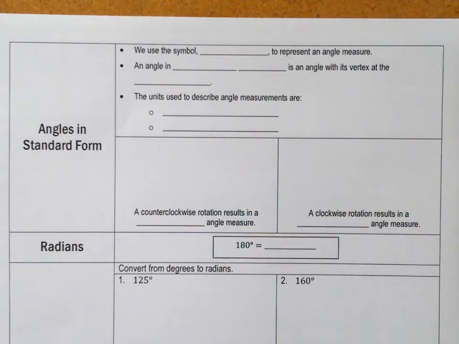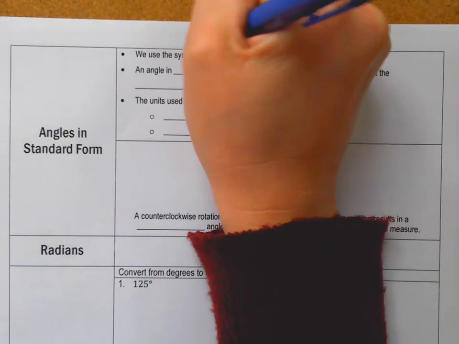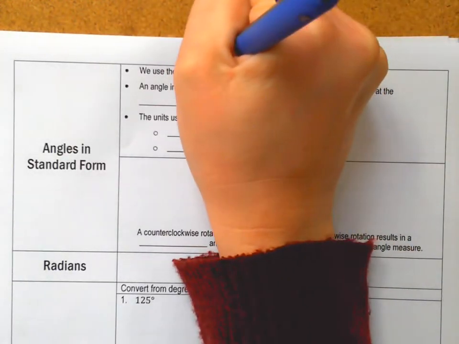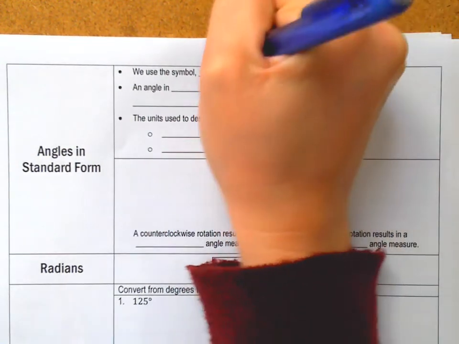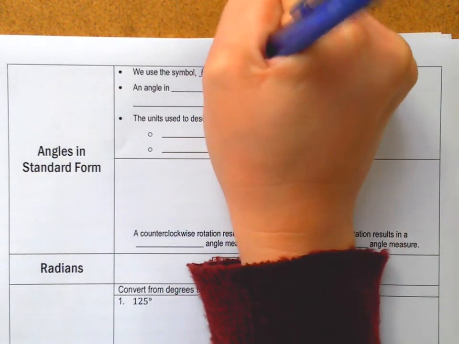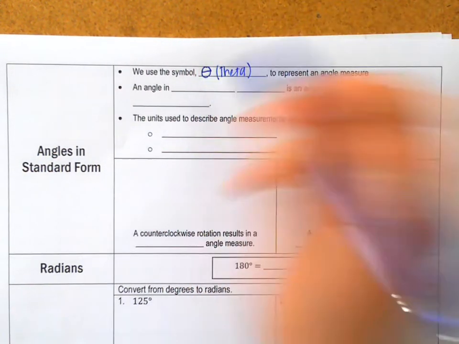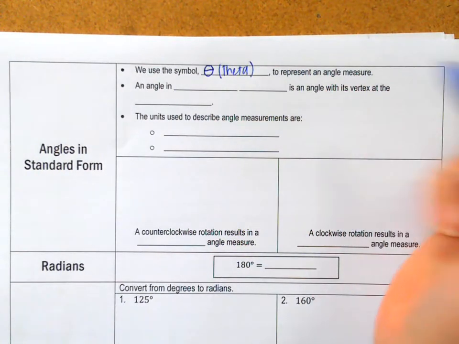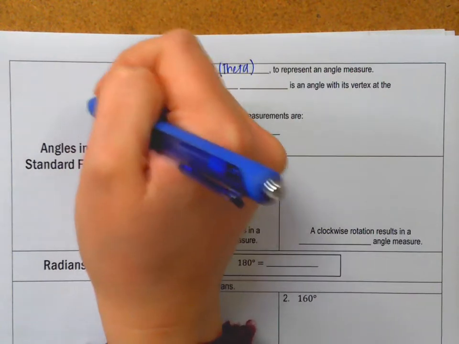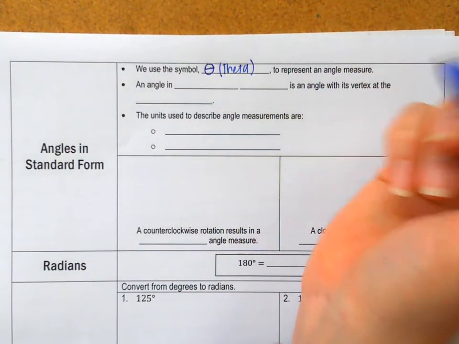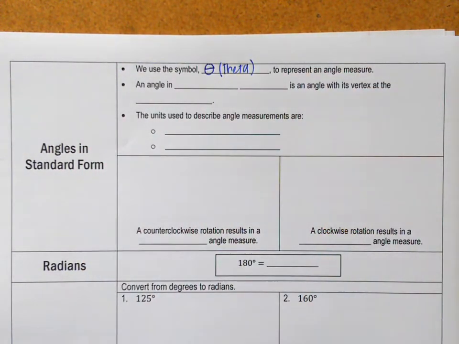So first thing, we use the symbol, a circle with a line through it, which is the Greek symbol for theta. And you might have seen this in geometry. So we use the symbol theta to represent an angle measure. You'll often see, within an angle itself, we'll draw a theta, and that's just saying, okay, here's your angle measure you're looking for.